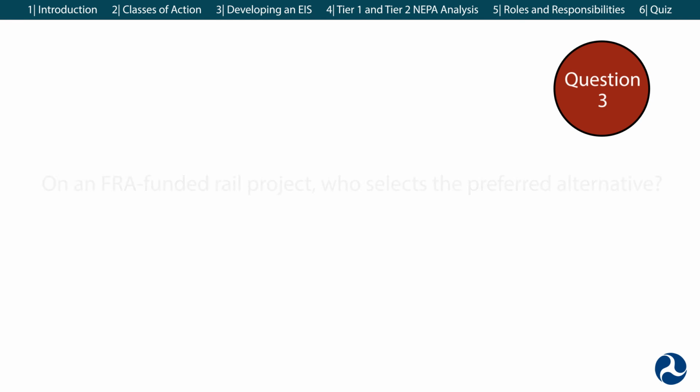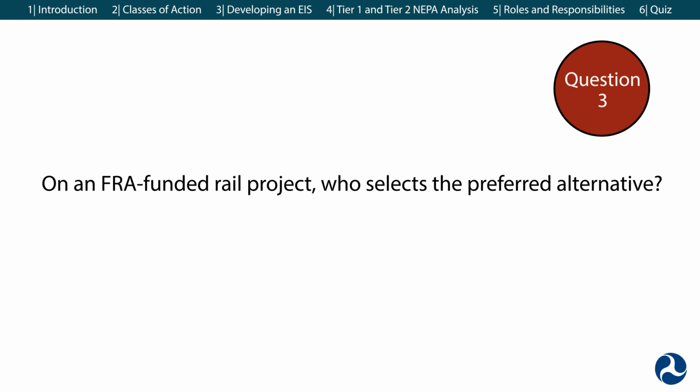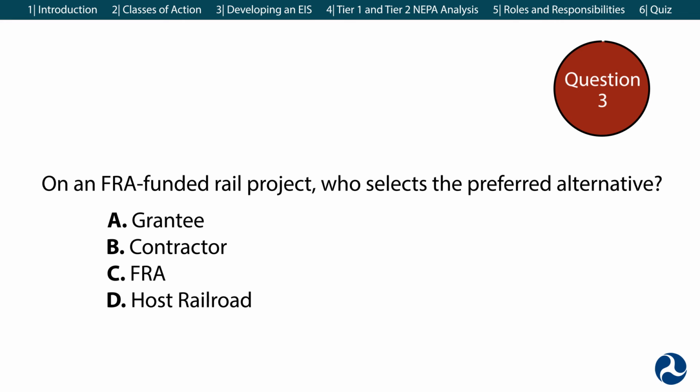Question 3. On an FRA-funded rail project, who selects the preferred alternative? The grantee, the contractor, the FRA, or the host railroad? That role belongs to the FRA. FRA is legally responsible for overseeing and ensuring the integrity of the NEPA process for all rail projects financed, funded, or otherwise approved by FRA.